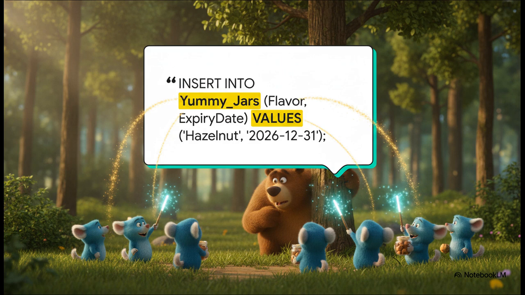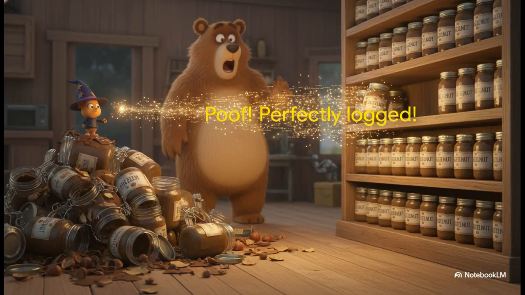The lemmings chant it out, insert into yummy jars, and they specify they're adding the flavor and the expiry date. Then they give it the values, hazelnut, and the date. See how the values line up perfectly with the columns they mentioned? It's super precise, just like a good spell should be. And just like that, poof, it works.